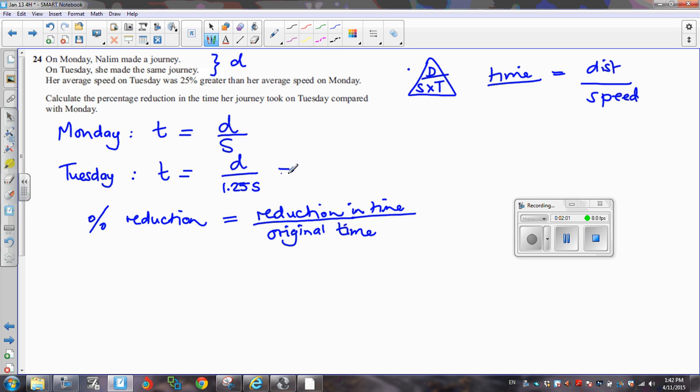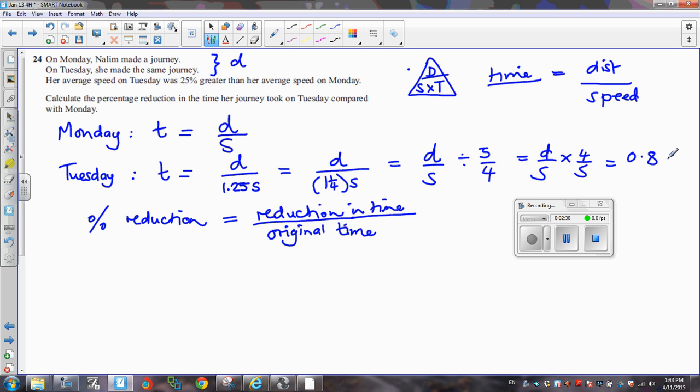First of all, before I do that, I'm going to write this in a slightly different way. If I do D divided by 1.25S, well, 1.25 is 1 1/4, so I've got 1 1/4 on the bottom there. Essentially, it's going to be D over S divided by 1 1/4. Well, 1 1/4 is 5 over 4. So that's D over S times 4/5, and 4/5 is 0.8. So instead of D over 1 1/4 S, I can write it as 0.8 D over S. That might help me later.